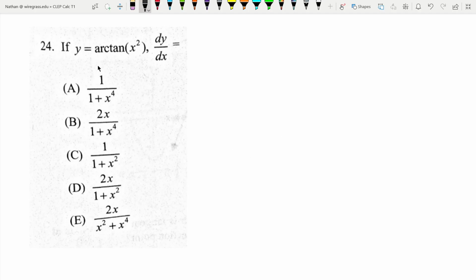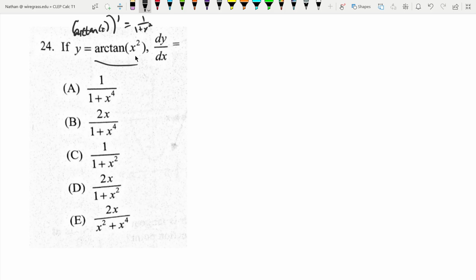We want the derivative of this function here, and if you can remember what the derivative of arctan is, that would work best. In this case, the derivative of arctan of just x is 1 over 1 plus x squared.